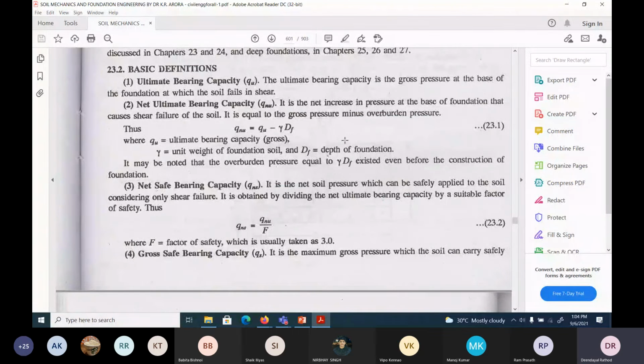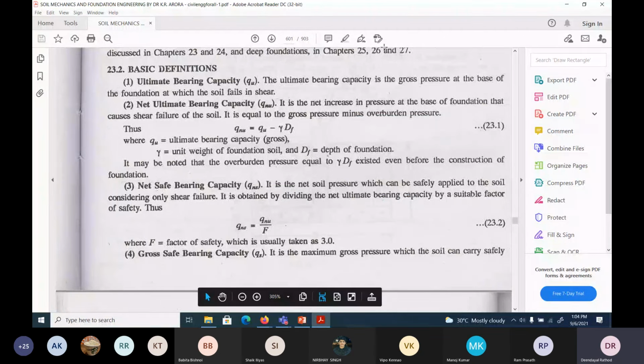What is net safe? Net safe is the net ultimate bearing capacity divided by a factor of safety. It is the net soil pressure which can be safely applied to the soil considering only shear failure, obtained by dividing the net ultimate bearing capacity by a suitable factor of safety. Sometimes we take 2.5, sometimes we take 3.